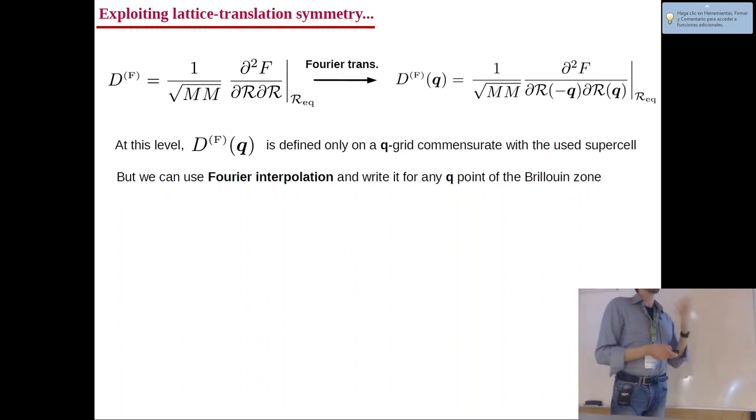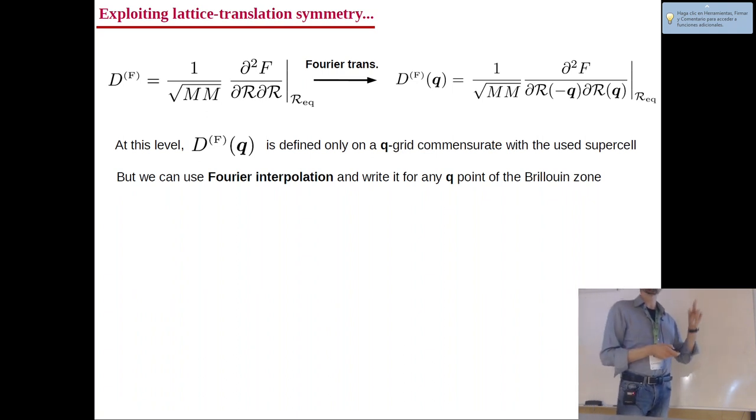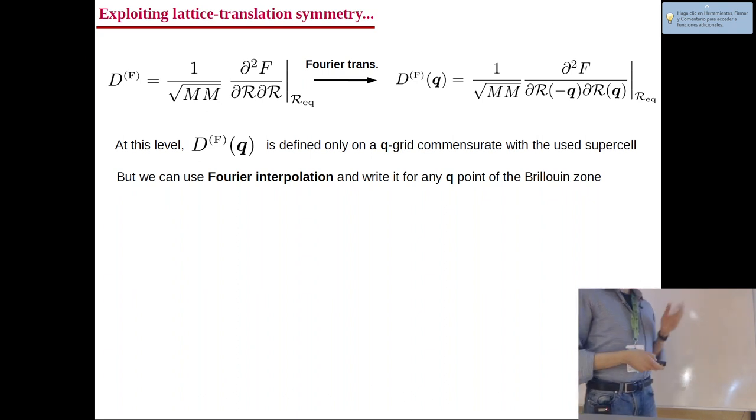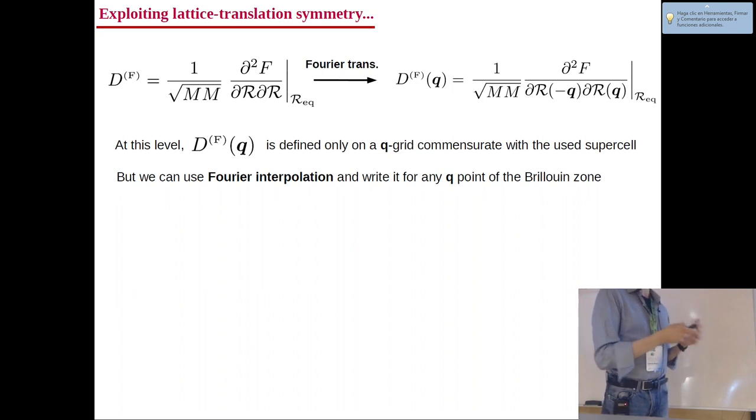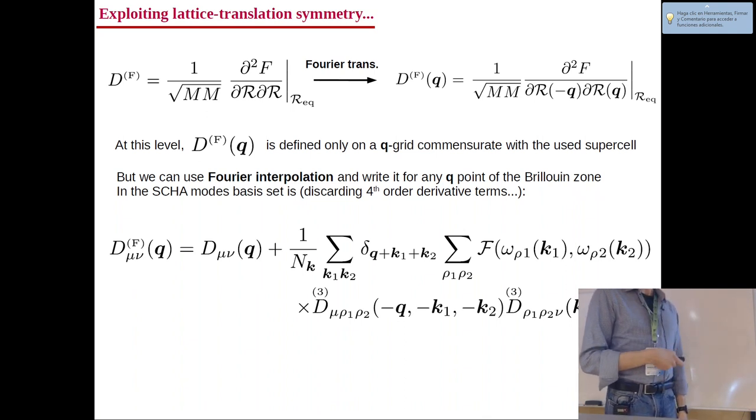What do I mean by this? For example, in order to do the SHA, you have used a 2x2x2 supercell. Then, essentially, you have this object on a Q grid, on a 2x2x2 grid in the Brillouin zone. If you have used a 4x4x4 supercell to do the SHA minimization, you have this object for the Q belonging to the 4x4x4 grid in the Brillouin zone. Okay? But we can use the fact that this object is short-sighted. We can use Fourier interpolation. And so, in general, we can estimate this object for a generic Q, not just for the Q on the original grid. Essentially, this is the formula that the code uses to do this interpolation.